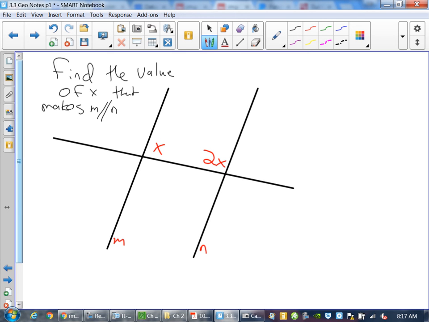Anyway, it said find the value of x that makes them parallel. Well, you still have to go through the same basic process of identifying what angle pair relationship should occur in order to make it work. These would be same side interior, so what angle pair relationship is that? Consecutive. Consecutive interior angles are they congruent or supplementary? Supplementary. So in order to find the value of x that makes these two lines parallel, I'd have to go x plus 2x is 180.